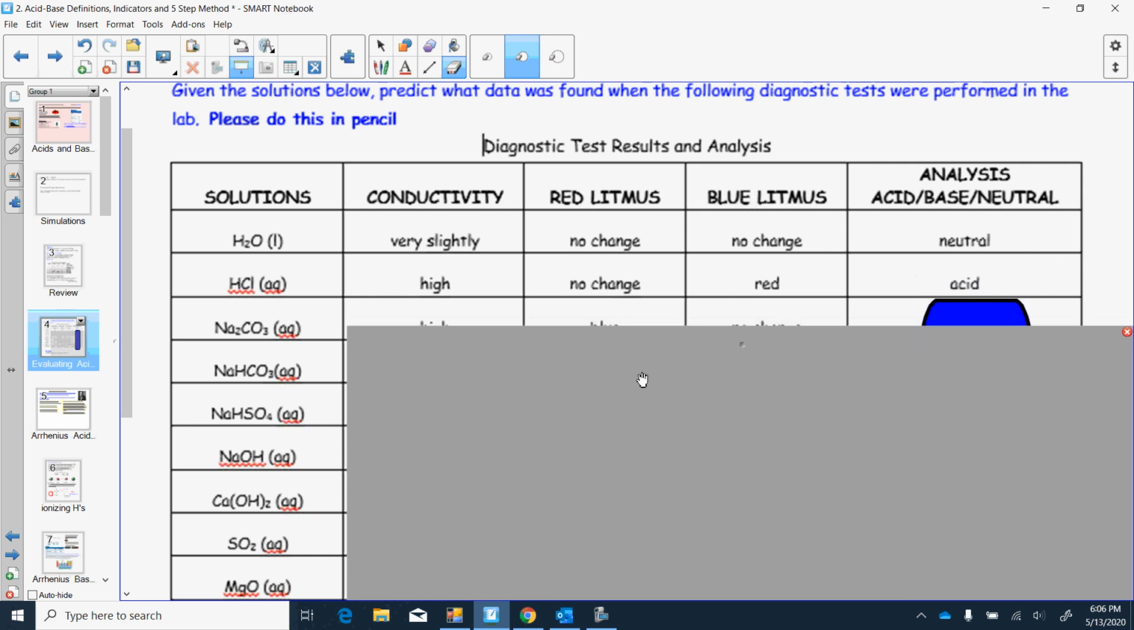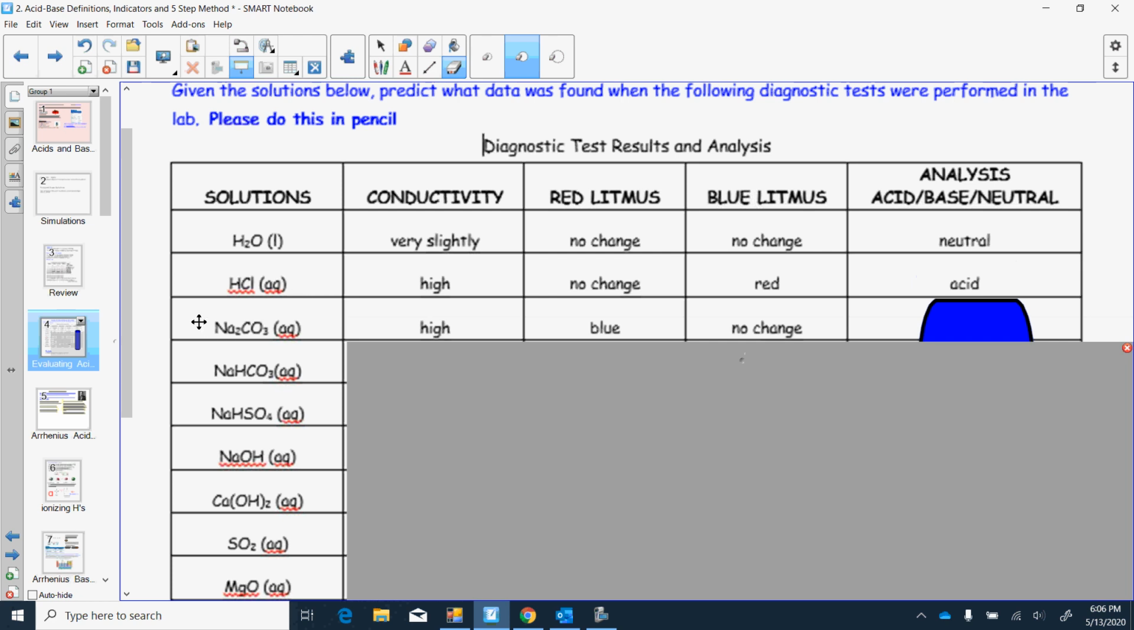Our next one here, you probably haven't worked with a lot, but you probably went through your categories and said, okay, so it doesn't start with an H. You probably said it was neutral, but when we actually do the test, we see that we have high conductivity, which makes sense because it's ionic, but it actually turns red litmus blue. So it's actually put in the category of a base. That might be a surprise for you guys.